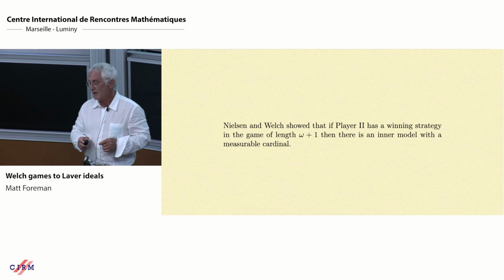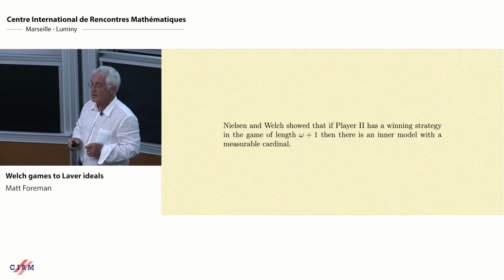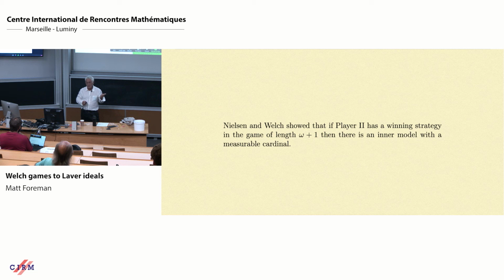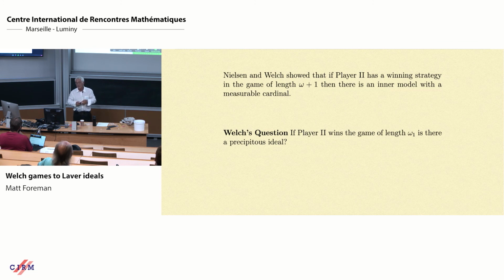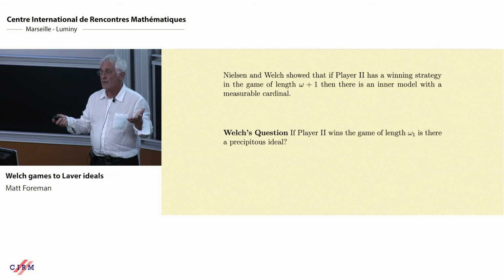So Nielsen and Welch showed that if player 2 has a winning strategy in the game of length omega plus 1, then there's an inner model with a measurable cardinal. So this is suggesting that the two trivial cases are the only cases, but this is an inner model with a measurable cardinal, not a measurable cardinal. So Welch's question is, if player 2 wins the game of length omega 1, is there a precipitous ideal? Okay. So can you get a precipitous ideal? Can you say something stronger about kappa than kappa is weakly compact?